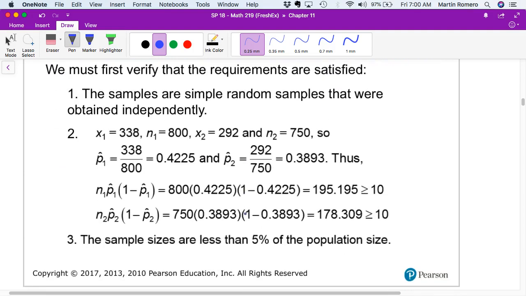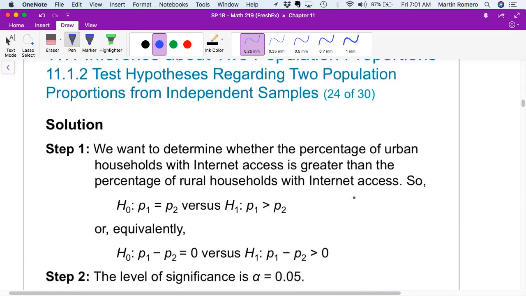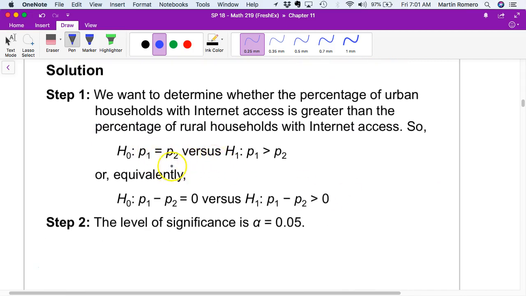The first thing is going ahead and calculating the p-hats: 0.4225 and 0.3895. Those are our p1 and p2, the values that you would put in there. We're comparing if the null hypothesis is p1 equals p2, and the alternative hypothesis is p1 is greater than p2.